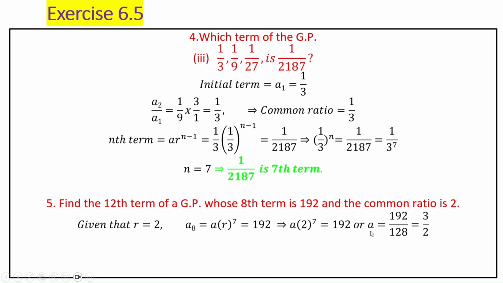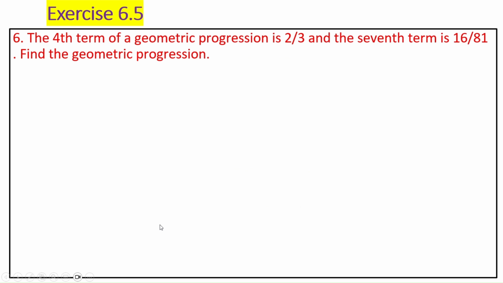So from this you can get the value of a: a is equal to 3 by 2. You have the a and r. Now any term you can find out. a12 is a r to the power of 11, so it is 3 by 2 into 2 to the power of 11, which is 3072. a12 is 3072.